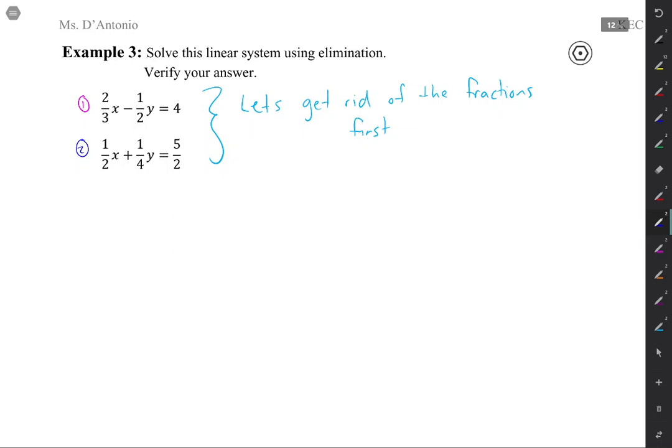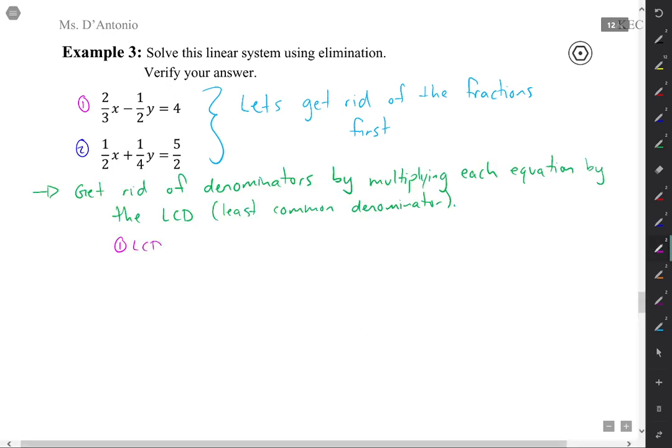And in order to do that, we need to multiply each equation by the least common denominator. So if we're looking for the least common denominator of number 1, it would be between the 3 and the 2, it would be a 6. And then if we're looking for the least common denominator for number 2, we're looking at the 2, 4, and 2. So there the least common denominator would be a 4.